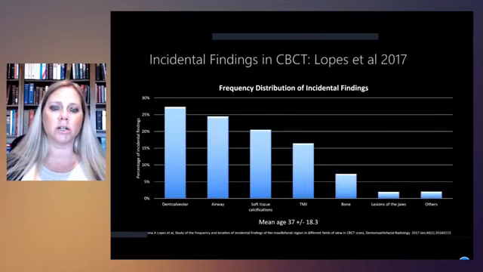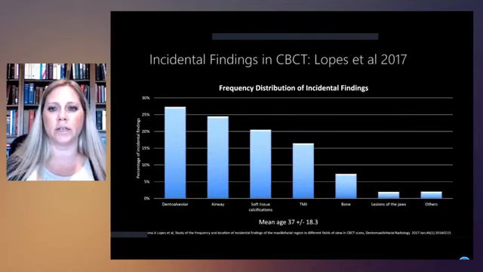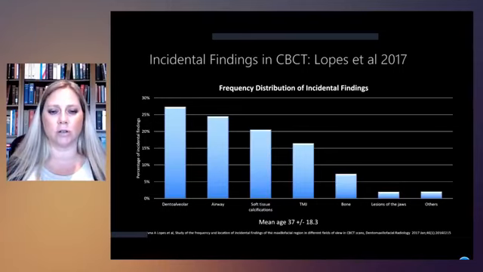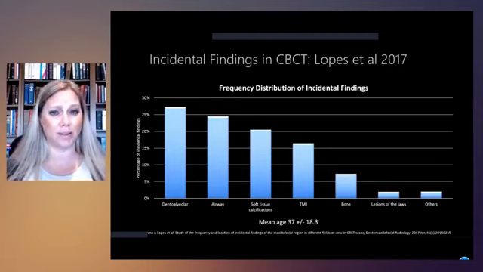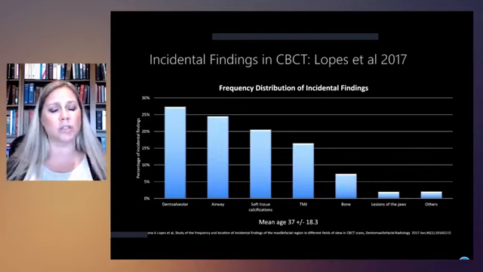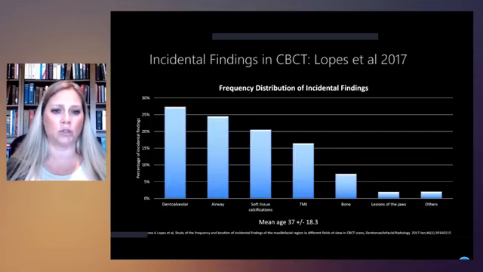This particular research article was in 2017, and it looked at a much more diverse age-related population. In this particular research article, the mean age was 37, but you can see it's plus or minus 18.3. So in reality, it looked at people, I believe, from age 8 up to 91. So quite a diversity as far as the age range.